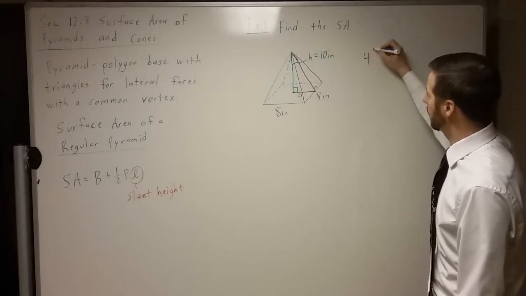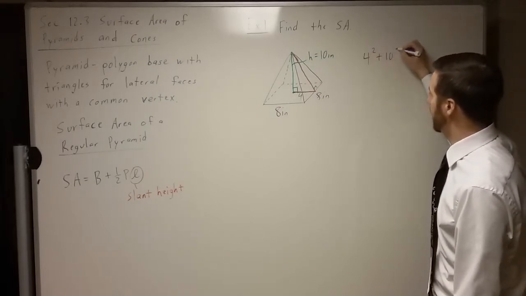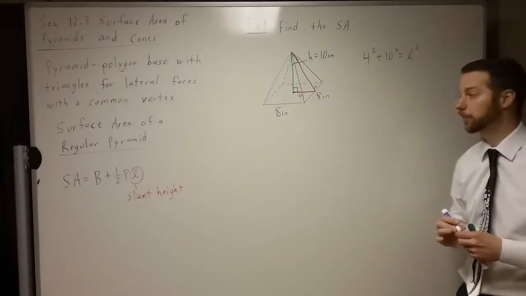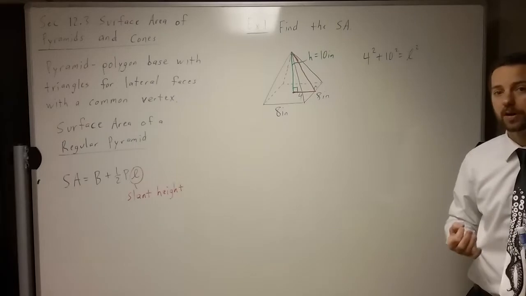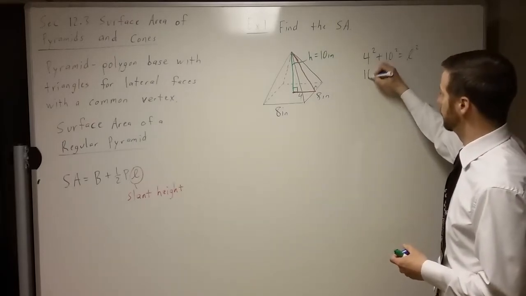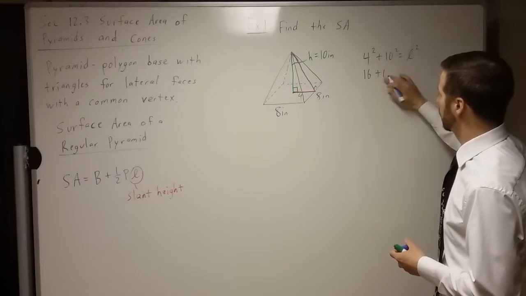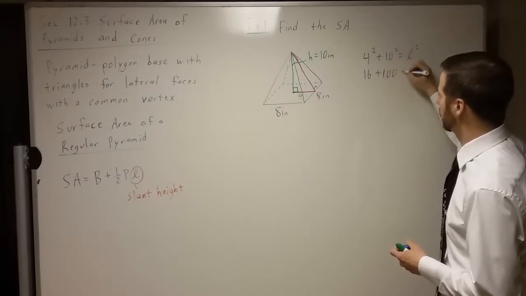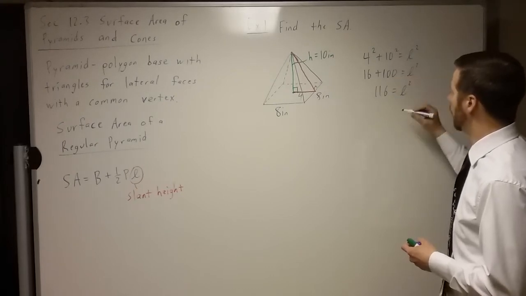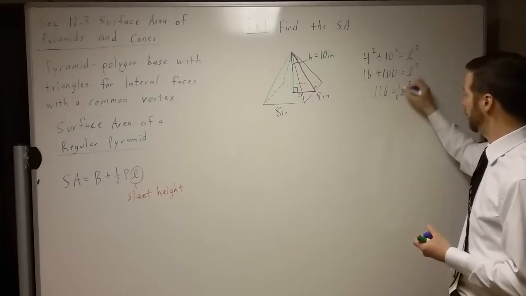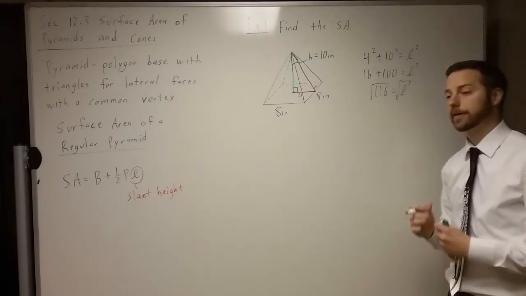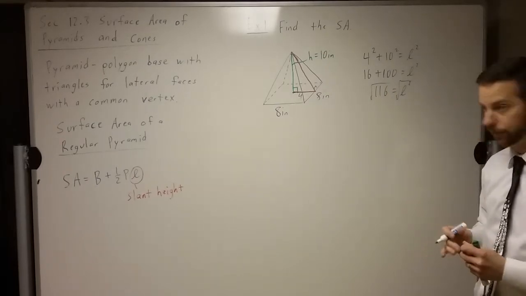And so we're going to do something like 4 squared plus 10 squared equals, you could call it c if you want, but since the variable for slant height is L, I'm just going to call it L squared. So 4 squared we get 16, 10 squared is 100. And so we've got 16 plus another 100 equals L squared. And so we've got 116 equals L squared, which means if I want to get L by itself, I've got to undo the square, take the square root. And so it's the square root of 116 if we want an exact answer.